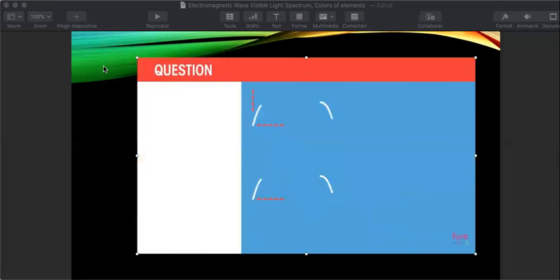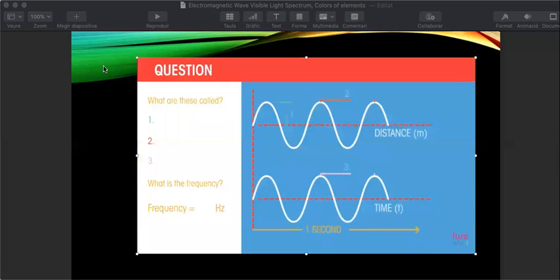Can you add the labels to these waves and work out the frequency? Notice that the top one is distance and the bottom one is time. Pause the video, work it out, and click play when you're ready. Did you get them right?